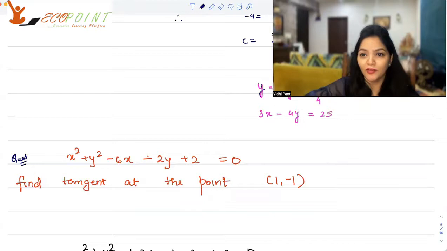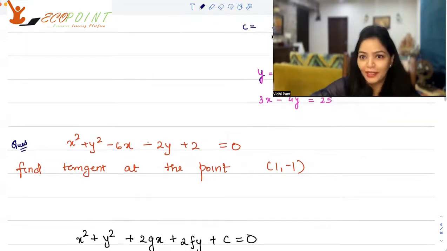Let's check if you've understood this concept or not. This time, let's take the equation of the circle as x squared plus y squared minus 6x minus 2y plus 2 equals 0 and find the tangent at the point (1, -1). I want you to pause right now and try this out yourself. You require the center, you have the point, use the methodology that we have used just before this question. Now let me show you the working.